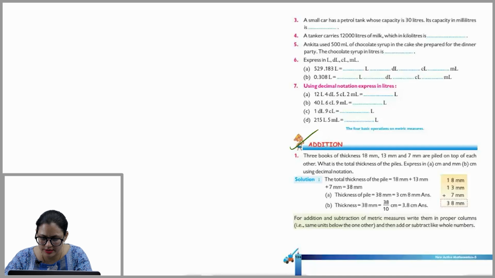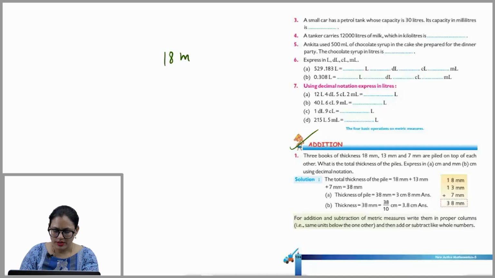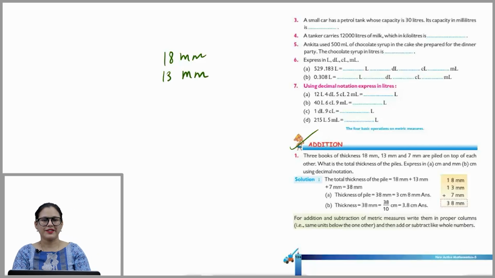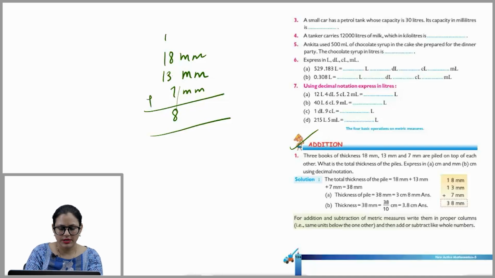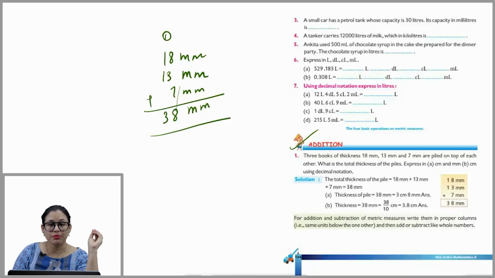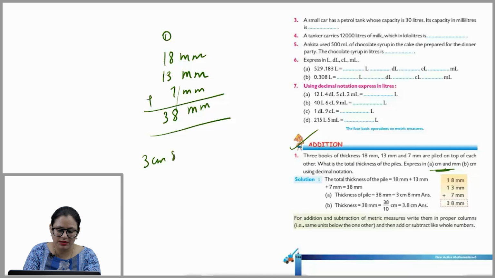Okay. So let's add. We have 18 millimeter thickness of first book, and one book is of 13 millimeter thickness, and then 7 millimeter. Okay. Let's add. We are finding a total thickness. So 8 plus 3, 11 plus 7, 18, plus 1, 1 plus 1, 2 plus 1, 3, 38 millimeter is the answer. But wait a minute, we have to express in centimeter and millimeter. So 38 millimeter means 3 centimeter, 8 millimeter.